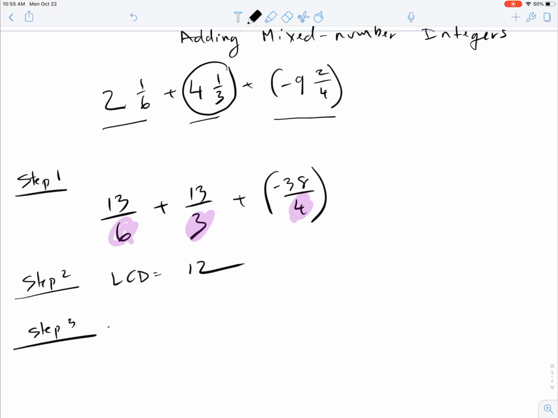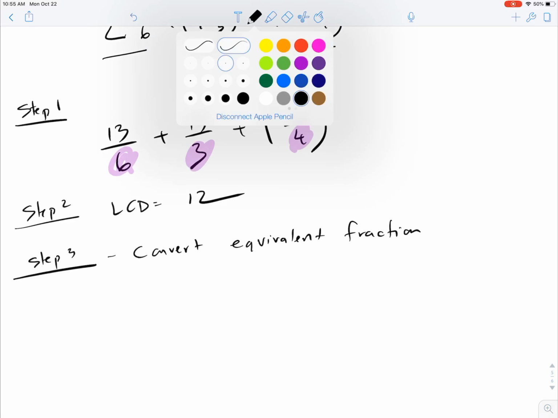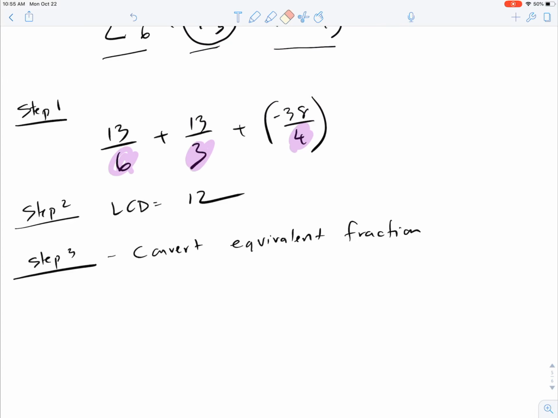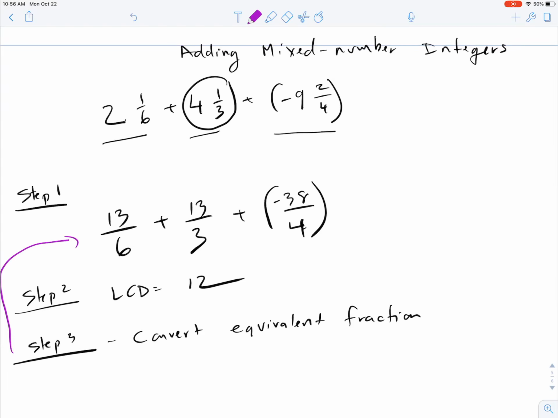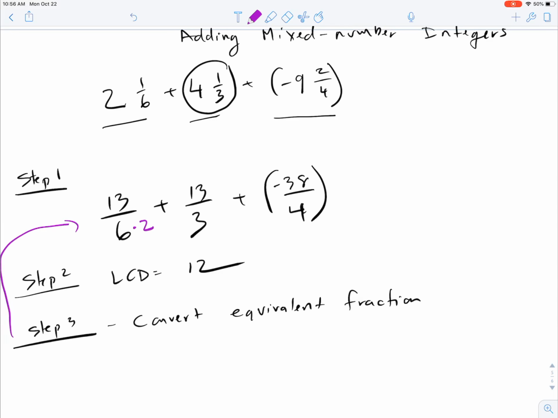Step 3: we're going to convert to equivalent fractions. I'm going to take my purple marker. Let me erase this mark here so you can follow me. I'm going to multiply to make sure everything is equal to 12. Oh, this is 4, don't forget that. To get to 12, 6 has to be multiplied by 2, and the 2 in the numerator, by 4 and by 3, and by 3.